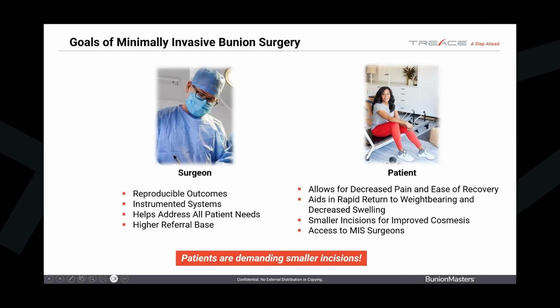All right, so what are the goals for minimally invasive bunion surgery? I think it's really important for us to think about what are the goals for the patient side, because that is why minimally invasive hallux valgus correction was created. It was created with the patient in mind. It was created to decrease pain, increase activity, allow early exercise and rapid return to weight bearing with less swelling. It was designed for improved cosmesis and better outcome.